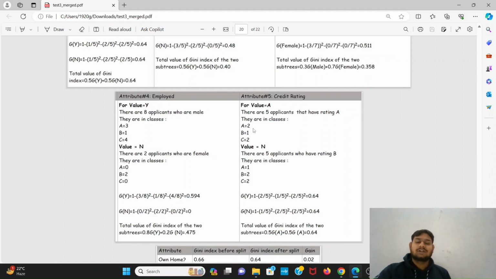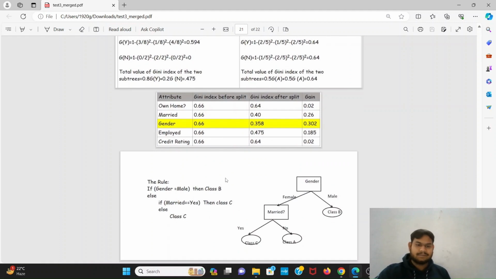0.7475, and lastly for attribute credit rating, the Gini index is 0.64. The rule: if gender equals male, then class B, else if married equals yes, then class C, else class C. Thank you.